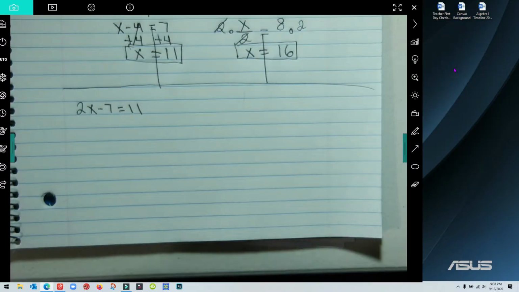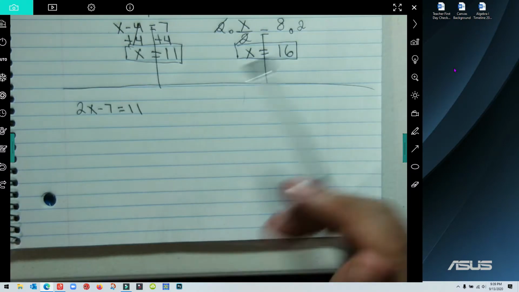So for the second half of our video, we're going to be moving on to two-step equations. Now, why are they called two-step equations? It should be pretty self-explanatory, but they're called two-step equations because it requires 2 steps to get an answer. Now, what do I mean by that?